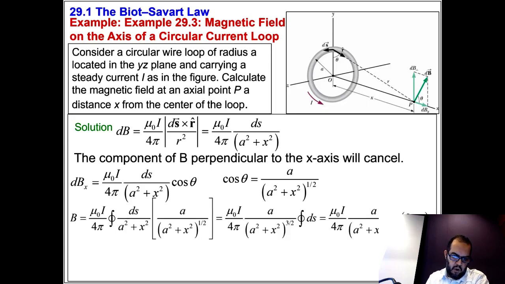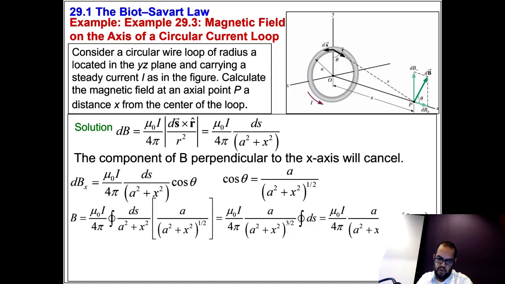So this becomes the integral. If we sum all of these elements, we obtain an integral. The constant will go outside of the integral, and it becomes mu 0 I divided by 4 pi times a divided by a squared plus x squared to the power 1.5, because we have to the power 1 and to the power 1/2 multiplied, which gives us to the power 1.5. And now we integrate over the whole length of the circle, so it gives us the circumference of the circle. The circumference of the circle is 2 pi times a, and this is the final equation.